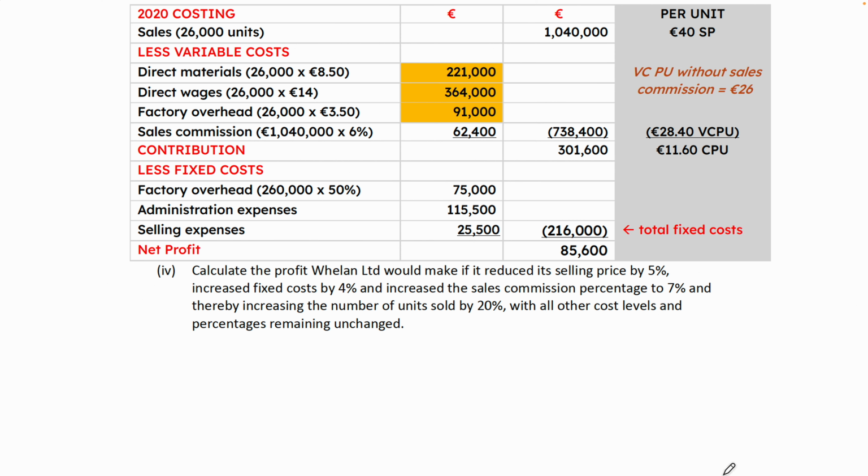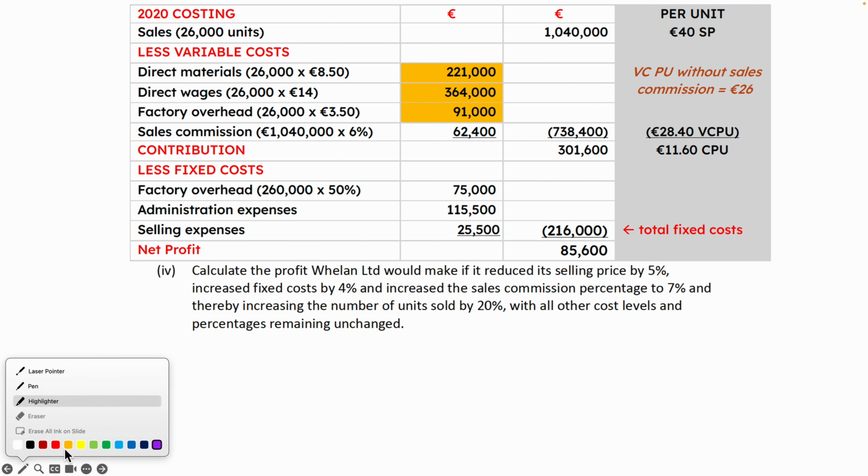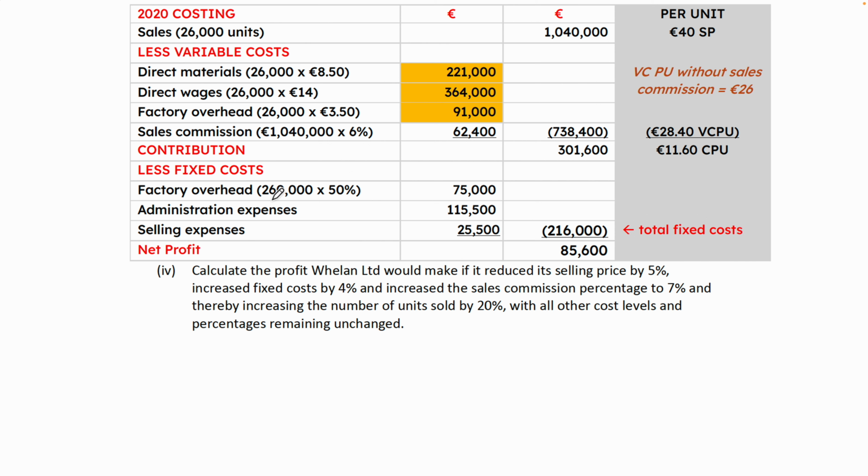Okay, moving on to part 4 then. Calculate the profit Whelan Limited would make if it reduced its selling price. If it reduced the selling price by 5%, increased fixed costs by 4%, and increased the sales commission percentage to 7%, and thereby increasing the number of units sold by 20%, with all other cost levels and percentages remaining unchanged.